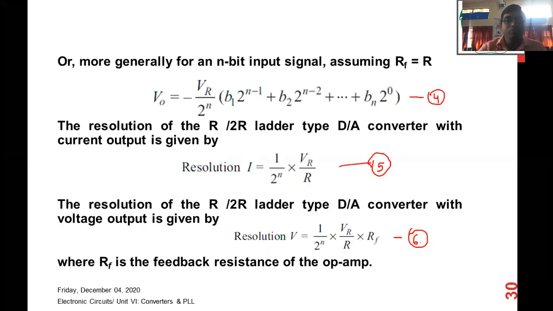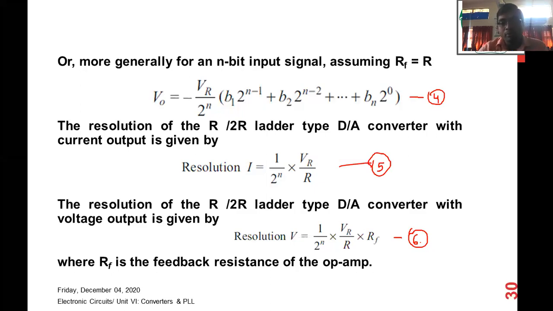On the basis of this information, we can generalize the output voltage equation for the n-bit input signal, assuming RF is equal to R. So it becomes V0 equals minus VR upon 2 raised to power n into V1 2 raised to power n minus 1 plus V2 2 raised to power n minus 2, up to Bn 2 raised to power 0. The resolution of the R to R ladder type D to A converter can also be found.